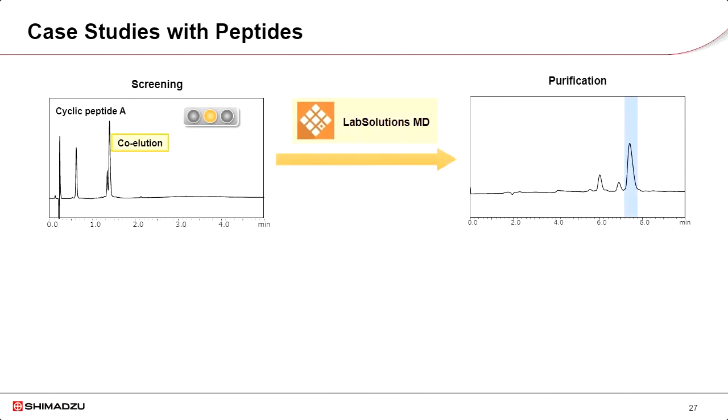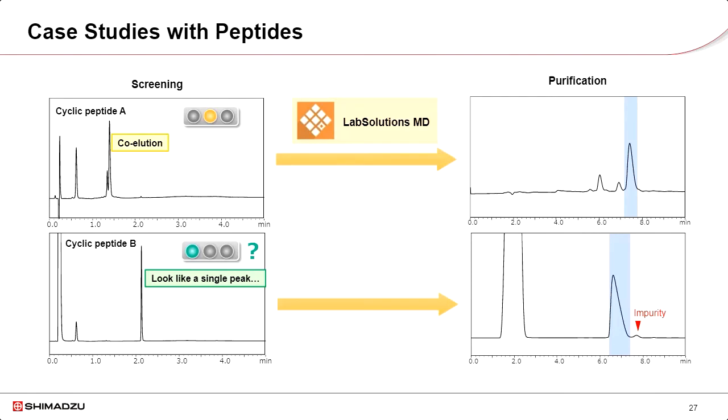I'd also like to present two additional examples involving cyclic peptides. The first example is similar to the previous slide, where the screening analysis indicated that the target component co-eluted with impurities, resulting in a yellow designation. Again, by utilizing Lab Solutions MD, separation improvement was achieved, allowing for the recovery of a high purity target component.